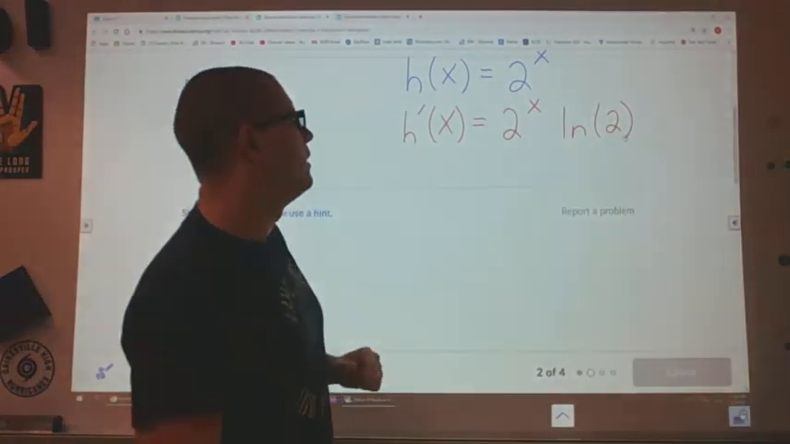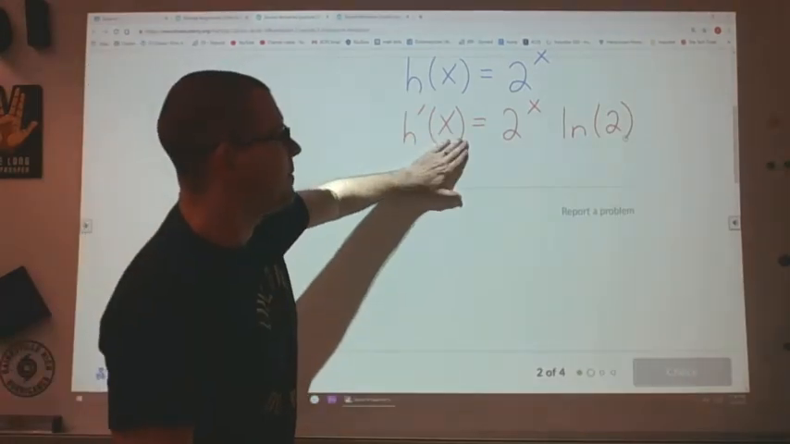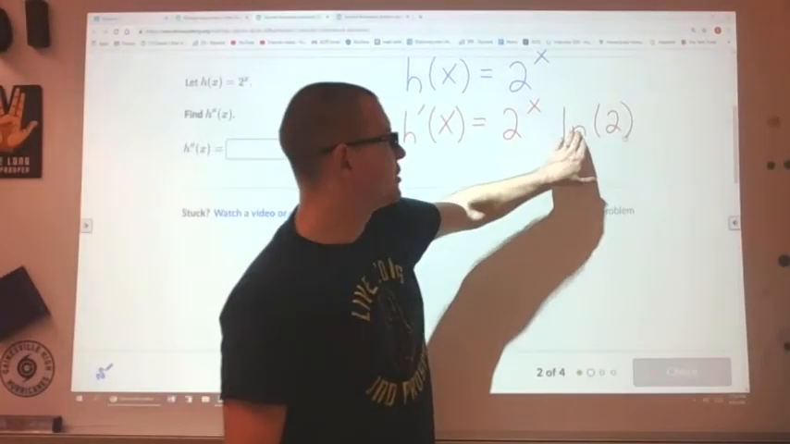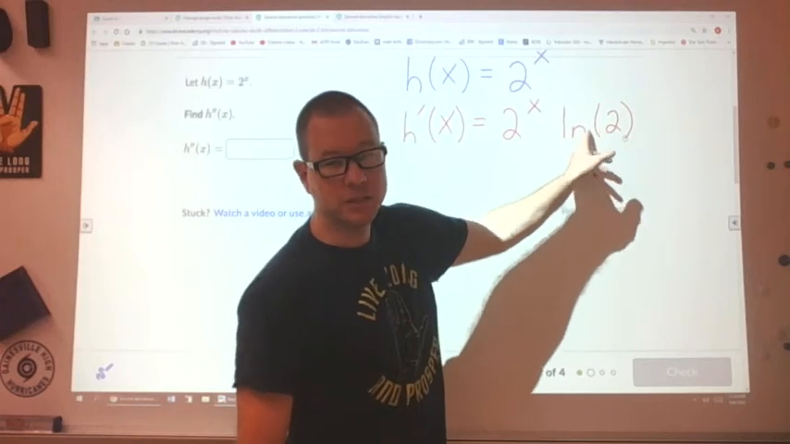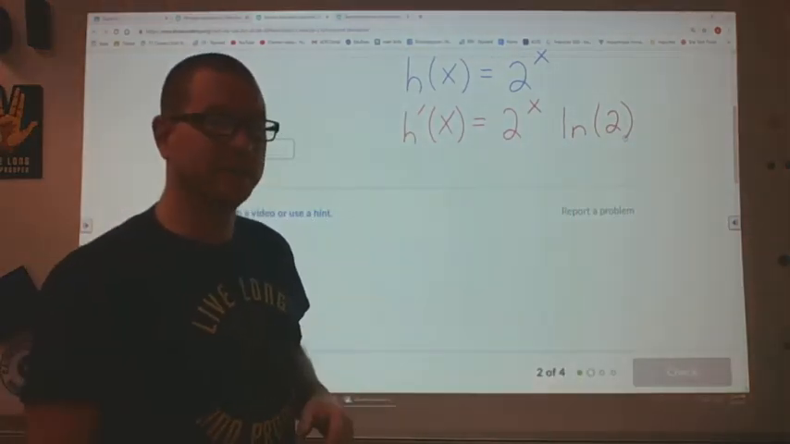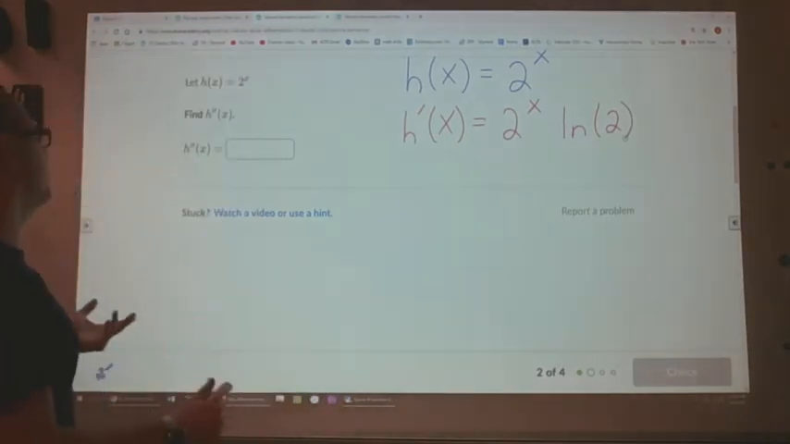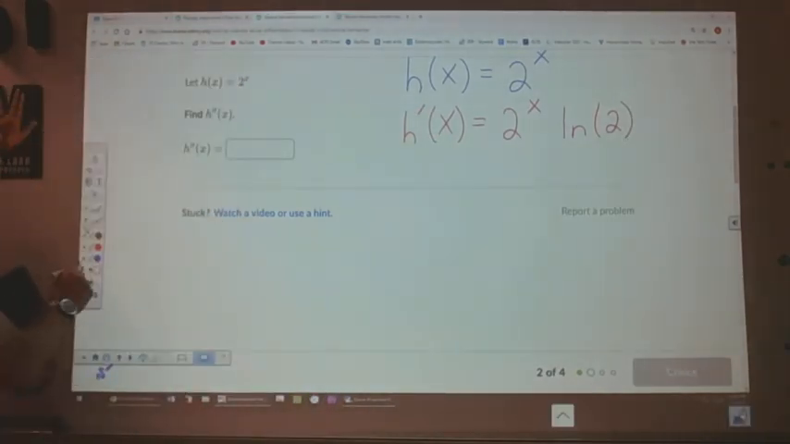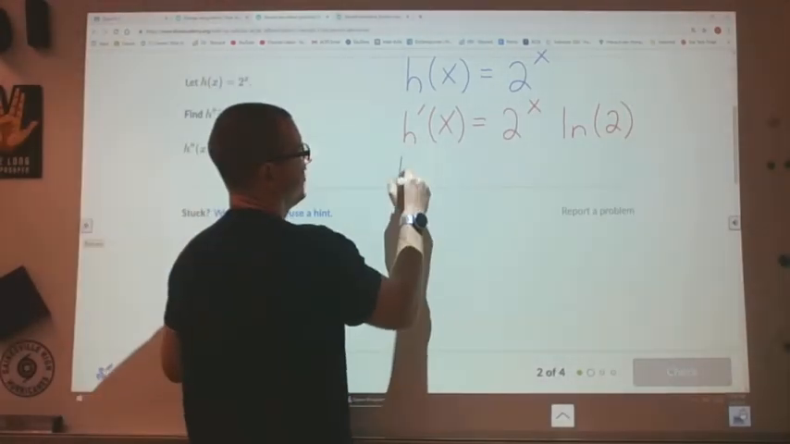Now, this is where I think a lot of people get stumped by these, because that natural log 2, that is not a function, it's a constant. The natural log of 2 can be evaluated on the calculator, and so we really just get to ignore it when we take the second derivative.